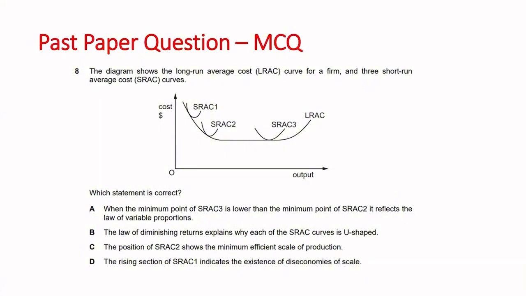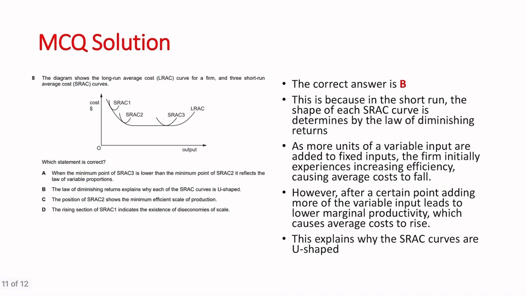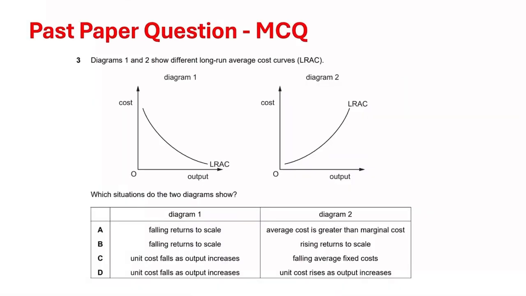The correct answer for this question is B. This is because in the short run, the shape of each short run average curve is determined by the law of diminishing returns. As more units of a variable input are added to fixed inputs, the firm initially experiences increasing efficiency, causing average cost to fall. However, after a certain point, adding more of the variable input leads to lower marginal productivity, which causes average costs to rise. This explains why the short-run average curves are U-shaped.